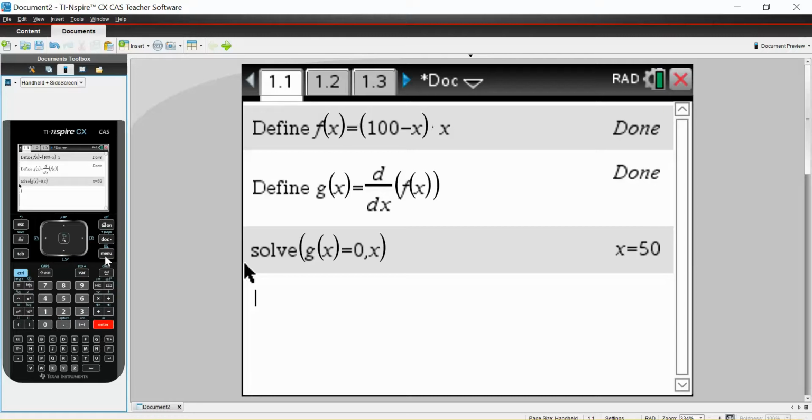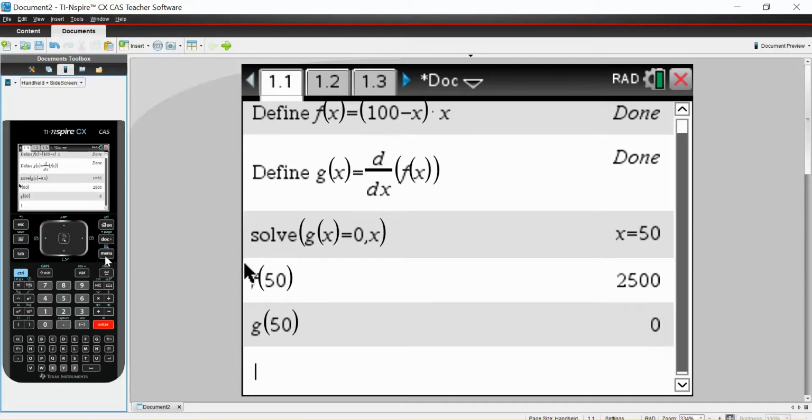First one. Remember, I called it f of x, but this was your area. It was area, length times width. So if you do f of 50, you should expect to get 2,500. So here we go, f of 50. What do you expect if I type g of 50? What should it be? Gradient, which is 0. So if I do g of 50, it should be 0.